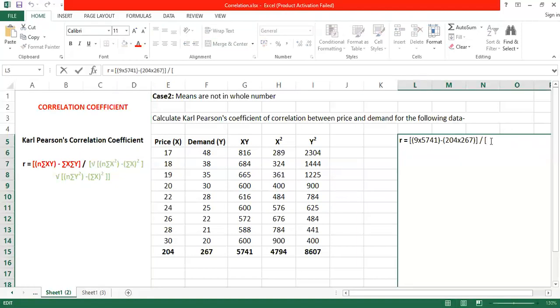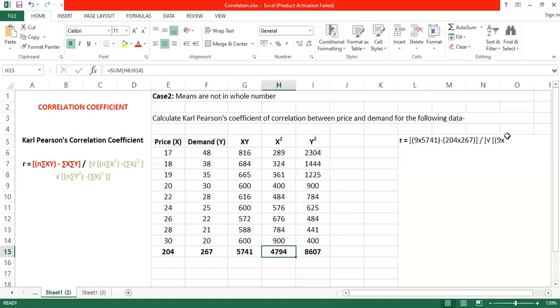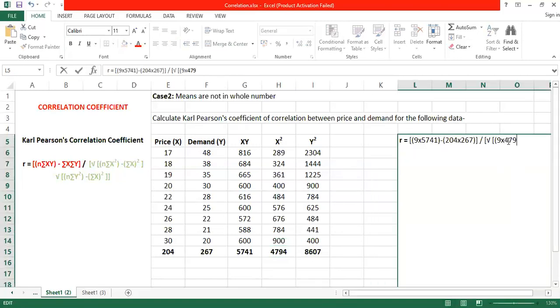So here it is square root of, in bracket again, n is 9 into sigma x square. Sigma x square is this summation of x square, so it is 4794 minus sigma x whole square. See, this is our sigma x, right? So whole square of this, that means 204 into 204.